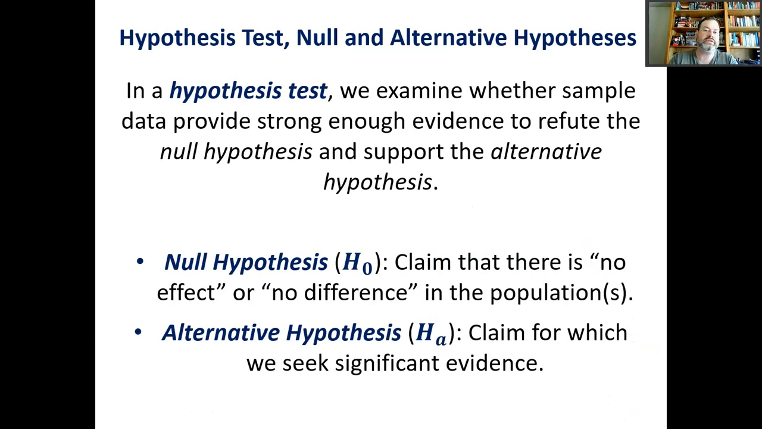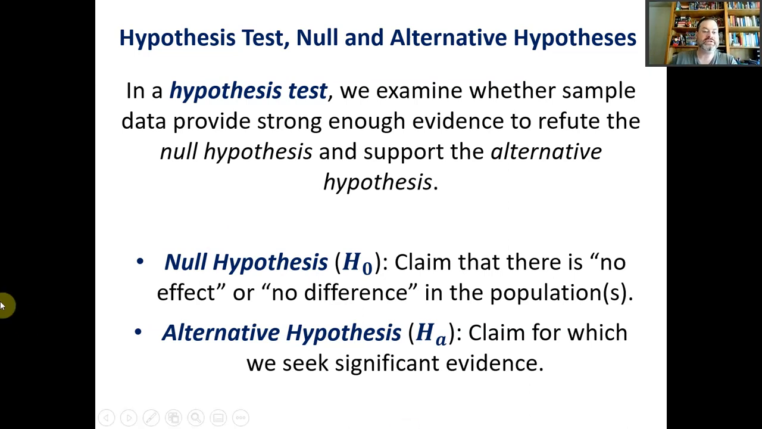So here are the generic definitions for a hypothesis test and null and alternative hypotheses. In a hypothesis test, we examine whether the sample data provides strong enough evidence to refute the null hypothesis and support the alternative hypothesis. So that's the basic idea, right? And if you ever get mixed up with this, always go back and think about the caffeine and finger taps example. I really think it's the best example, and it helps illustrate all of the concepts the best.